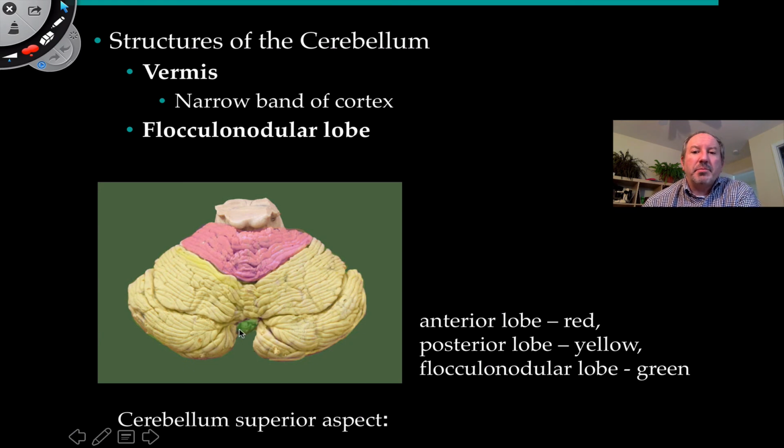And then down below, as you can see in green, there's an additional lobe that we're dealing with down here. Tough word to pronounce. Speaking of difficulty in speaking, it's the flocculonodular lobe down in here. Right, and this is a superior aspect of the cerebellum.